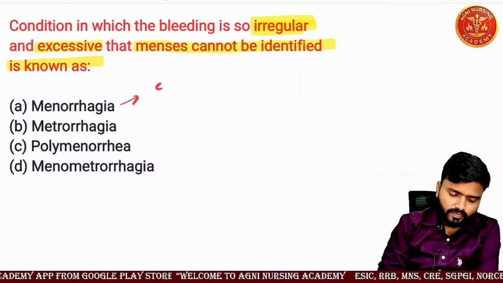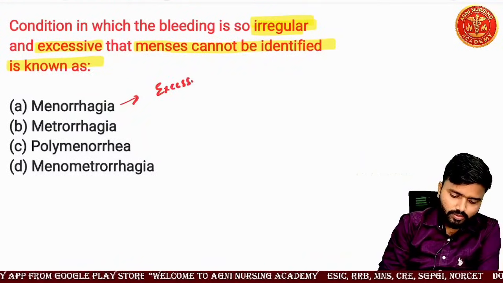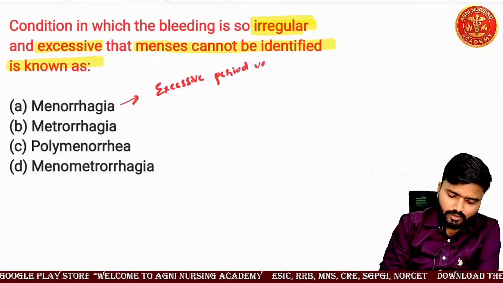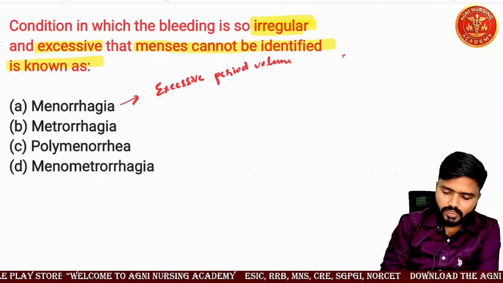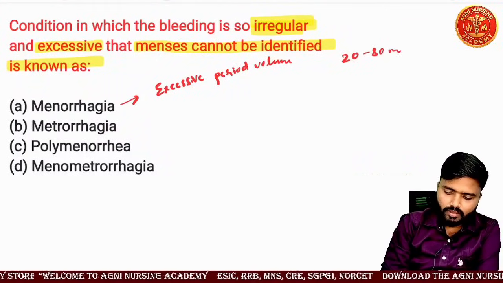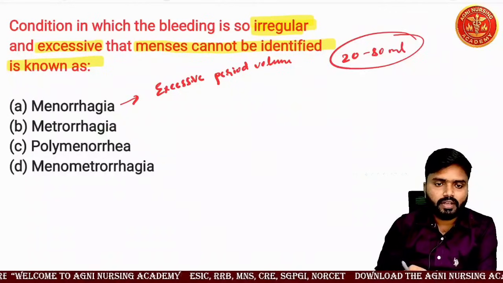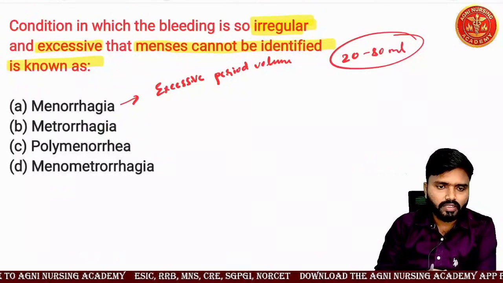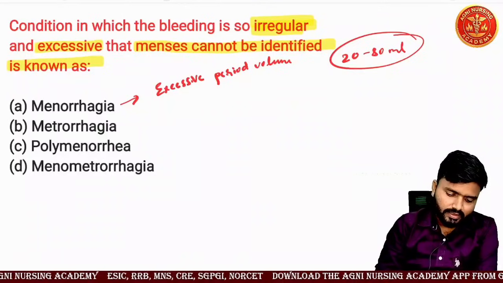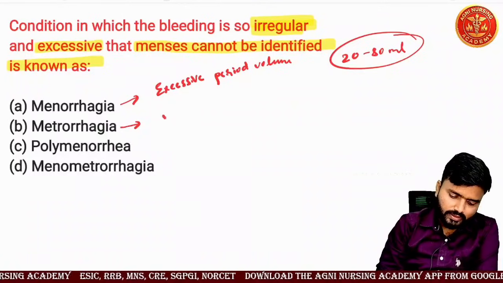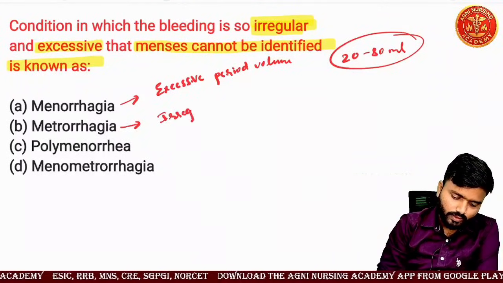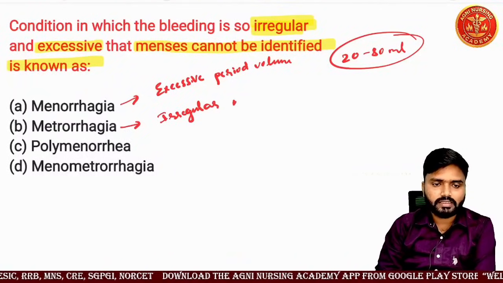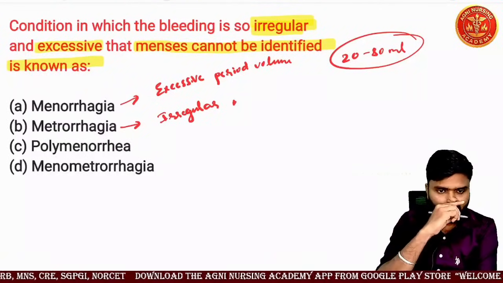Menorrhagia means excessive period volume. Normally 20 to 80 ml of blood is normal menses for every month. If more than 80 ml, we'll call it menorrhagia. Metrorrhagia means irregular period, we'll call it metrorrhagia. Understood?